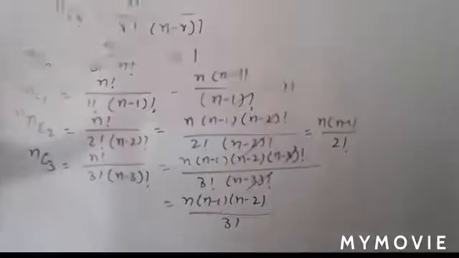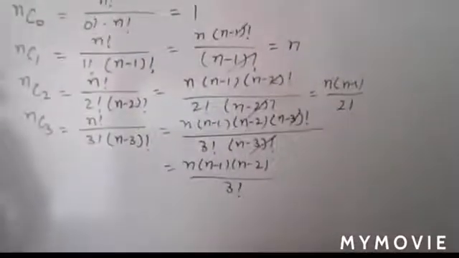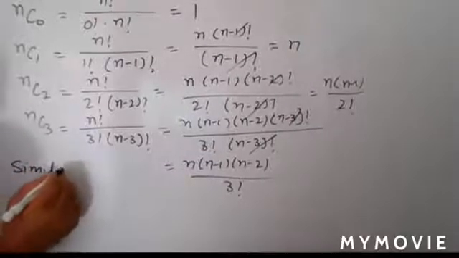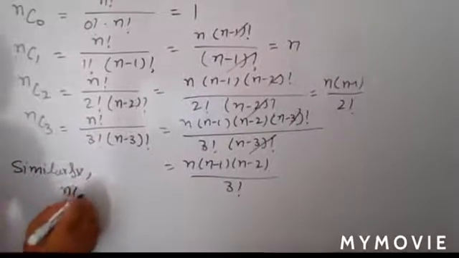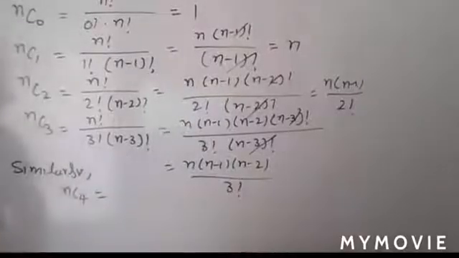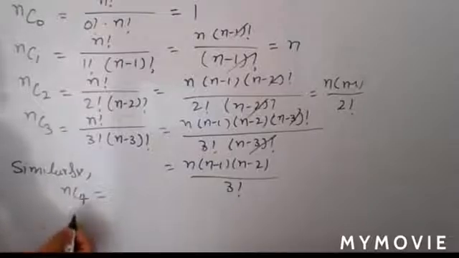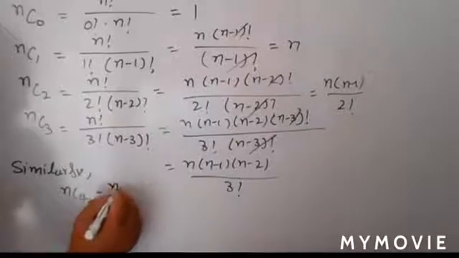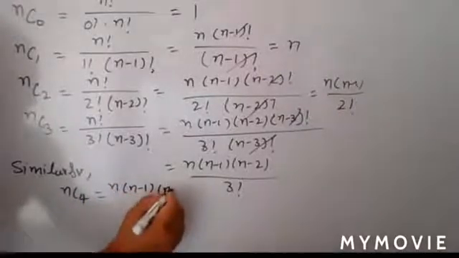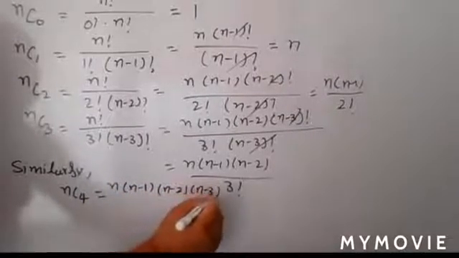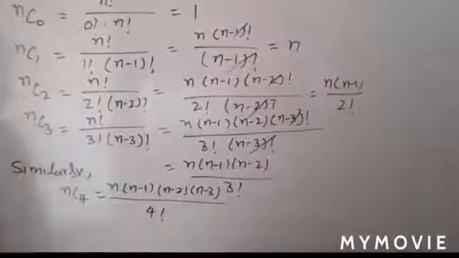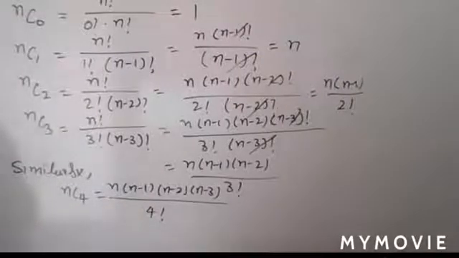If you have all these results and apply them similarly, you can write the value of nC4 without putting it in the formula. If you have nC4, you form 4 factors: n, n minus 1, n minus 2, n minus 3. So there are 4 factors, divided by 4 factorial. That is its value.